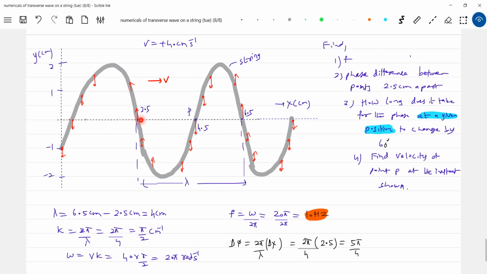Go back to SHM. Then what is the formula? I do have a formula, delta phi. But we don't know the time period. As we know the frequency, from frequency we'll bring the time period, 2 pi. The time period will be 1 by 10. Delta t, how long does it take? So the phase angle is given, 60 degrees. 60 degrees, what do we write? Pi by 3. So shall we write that as 60 seconds?